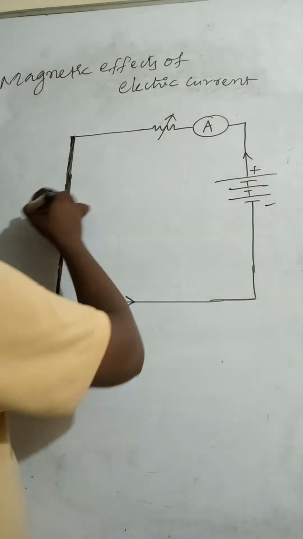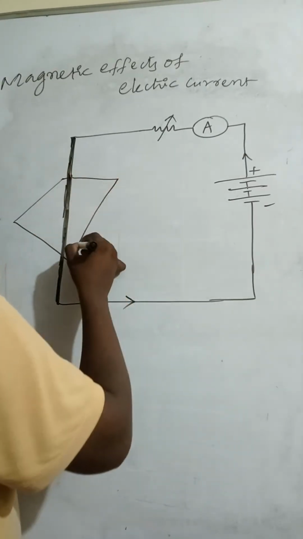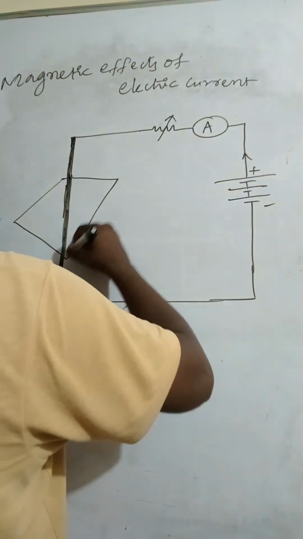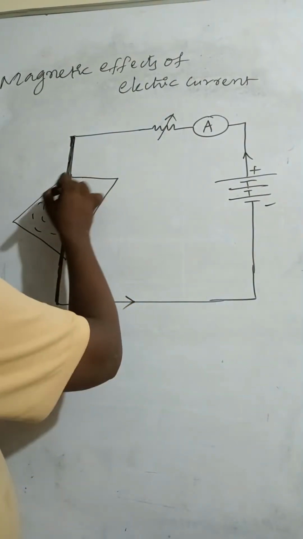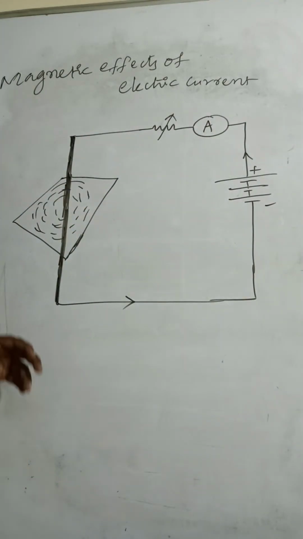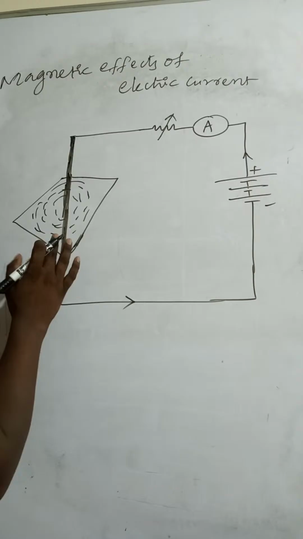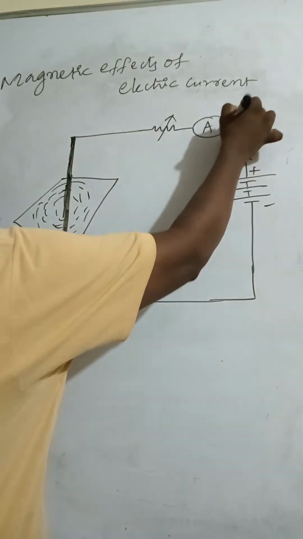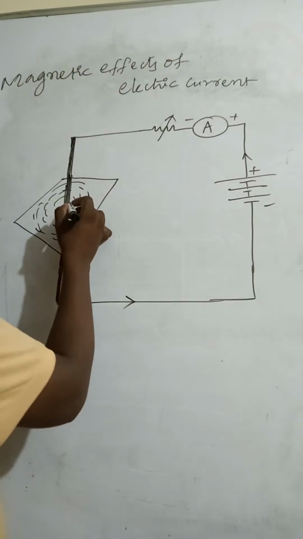If you place a cardboard like this and sprinkle iron particles over it, then around the current carrying conductor the magnetic field will be stronger. What does it represent? When the current is passing like this, the magnetic field will be there near the conductor.